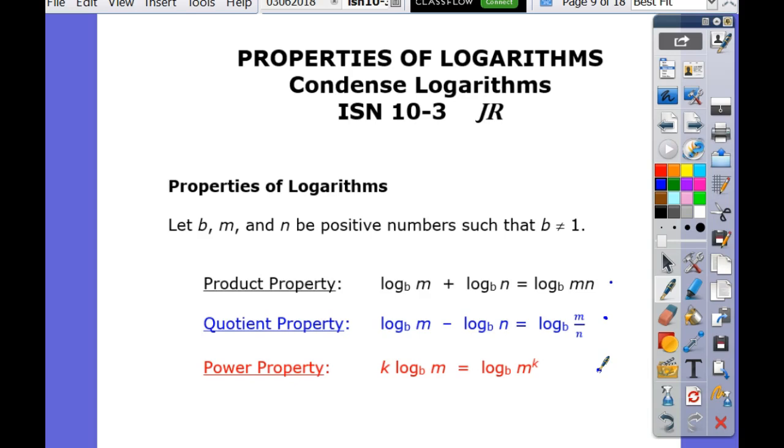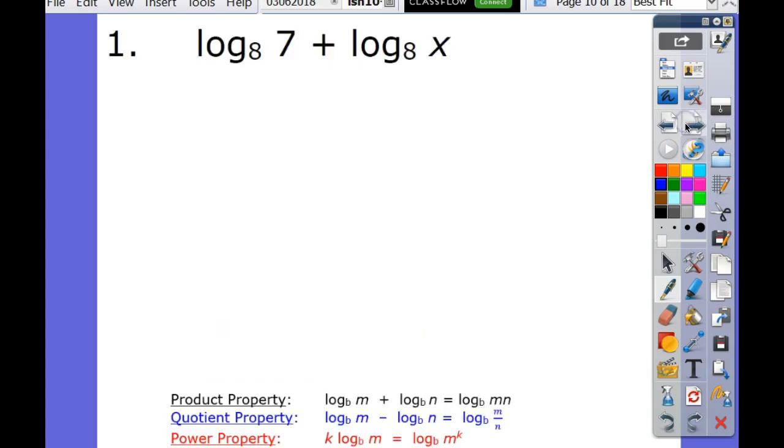What does condense mean? Make smaller. Condense means make smaller. And again, the reason we're doing all of these things is so that when we get to tomorrow, we can actually solve these log equations. We're going to use these properties to solve equations, but first we have to understand what the properties are.